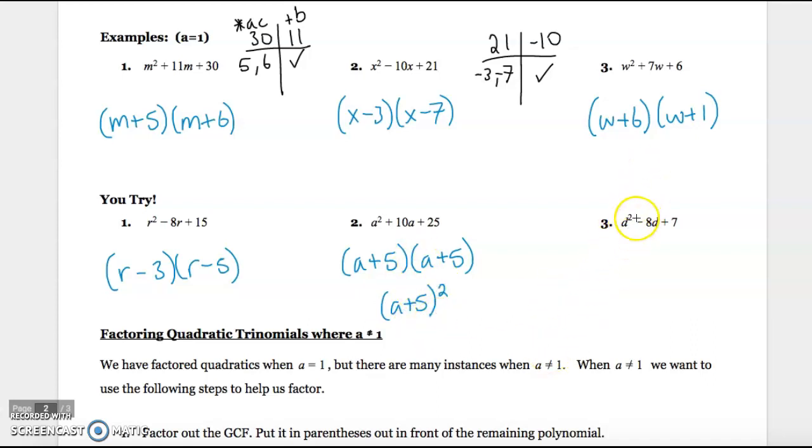And last but not least, d squared minus 8d plus 7. So what multiplies to 7 and adds to negative 8? 7 and 1 add to positive 8, so if I make them both negative, that'll do it. D minus 7 and d minus 1.